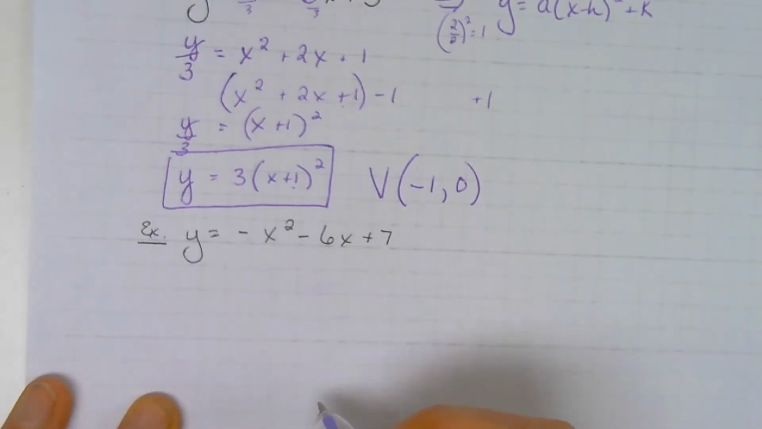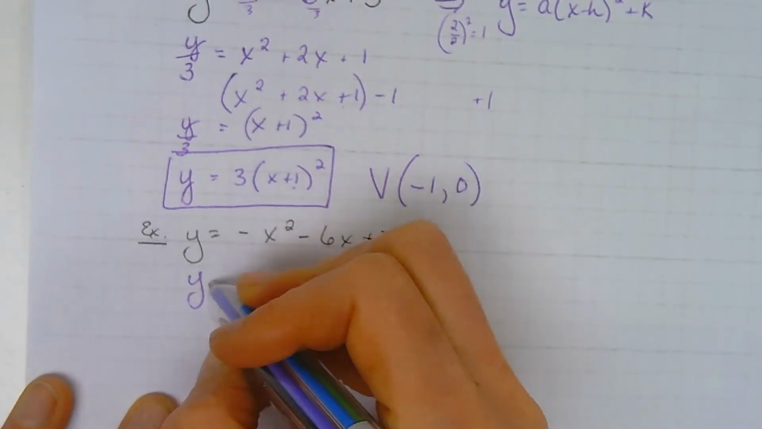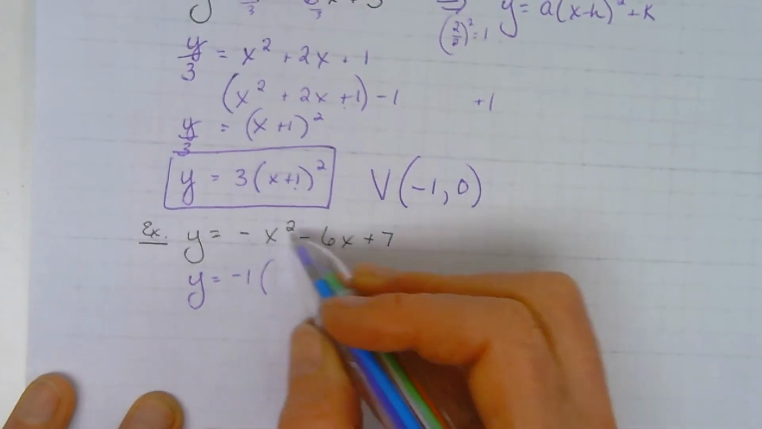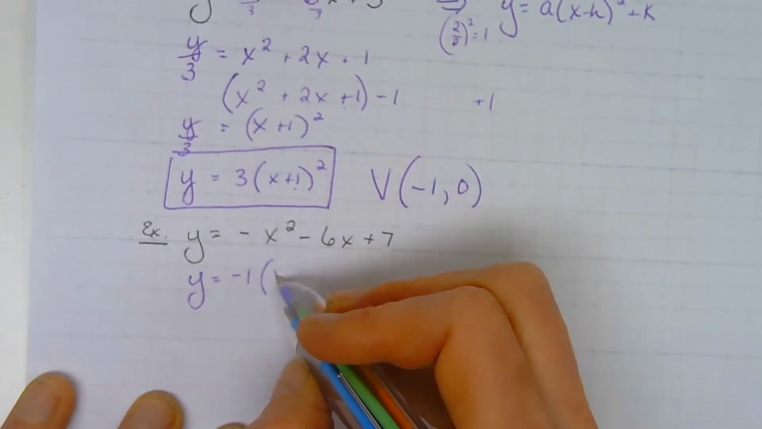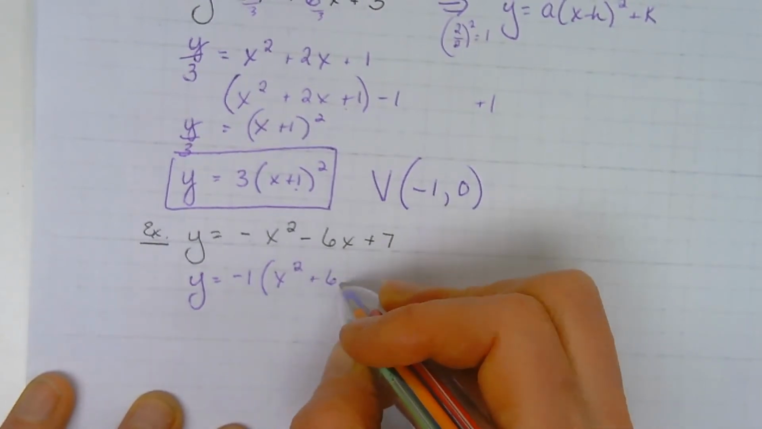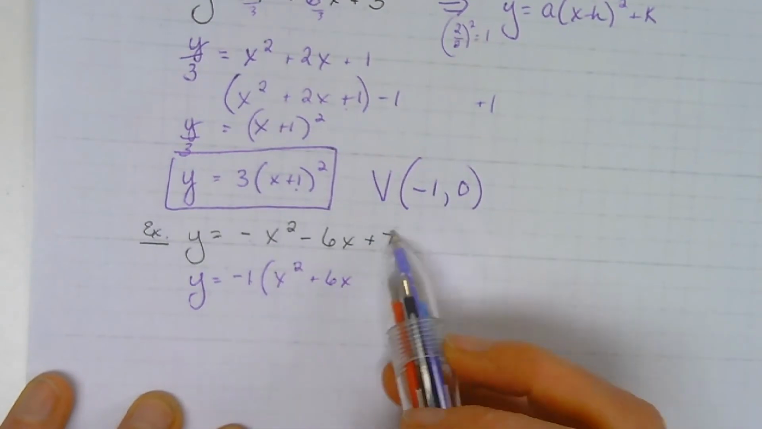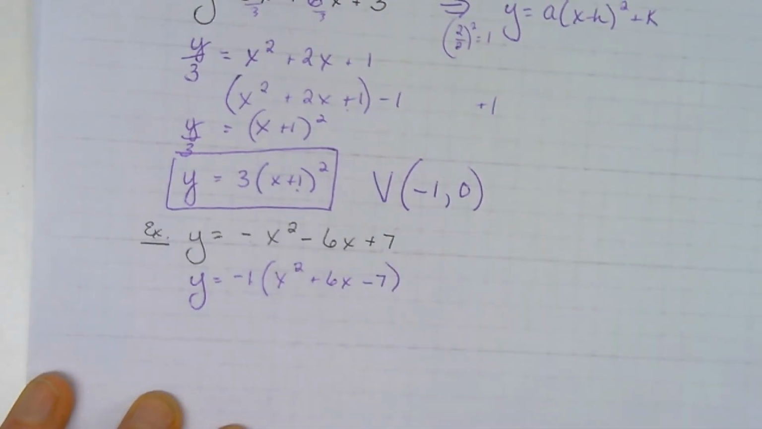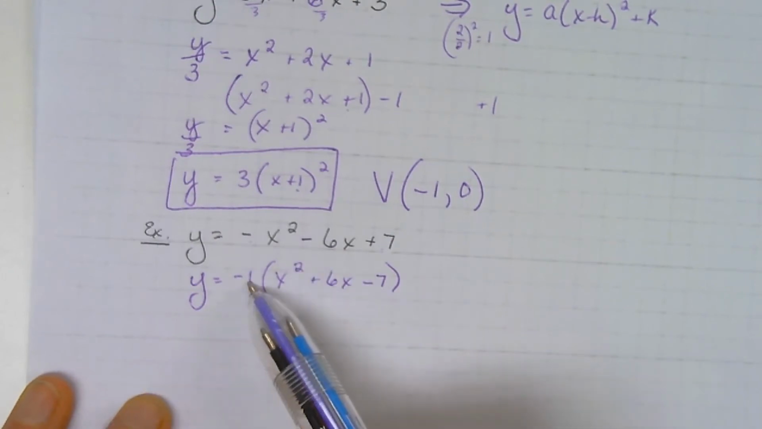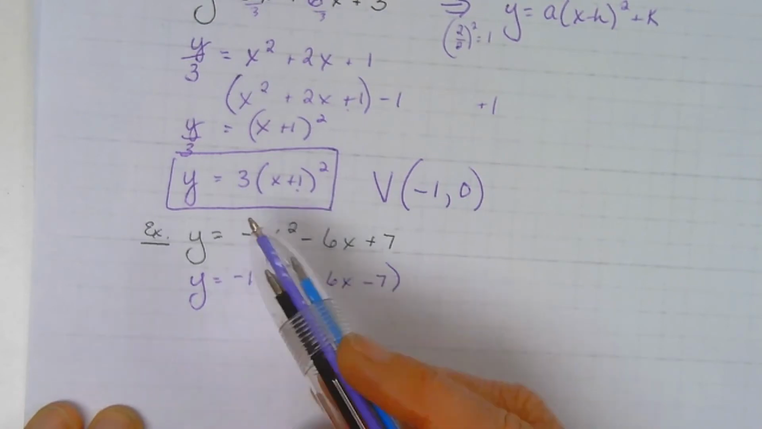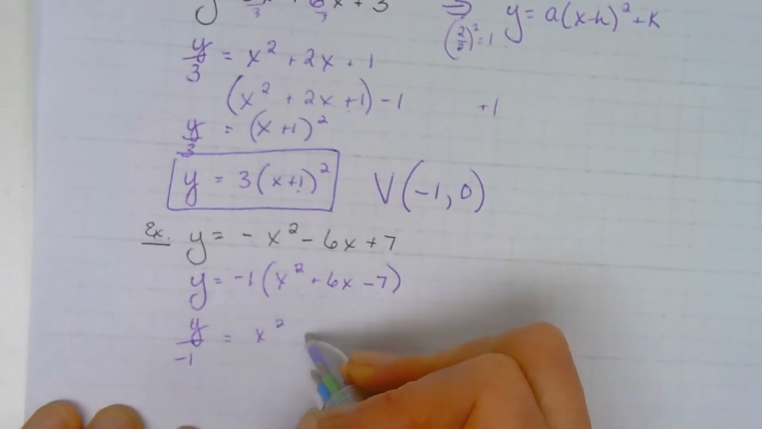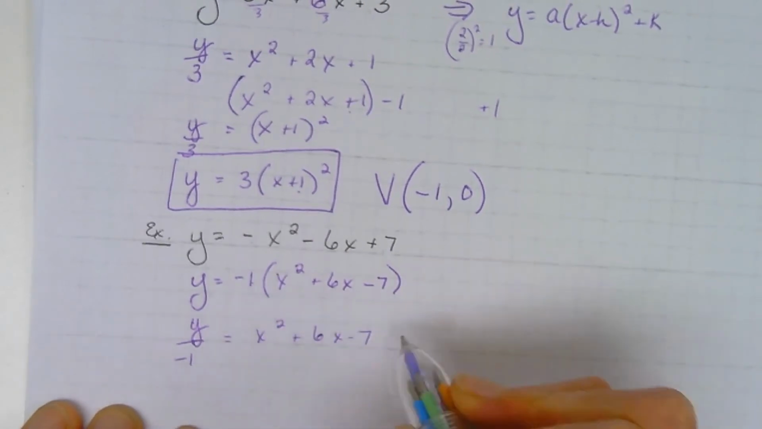I'm going to do it the long way to show you what it kind of looks like if you factor it out. So y equals, well, let's take negative 1 out from the first term, and that's going to be x squared now. And negative 1 from the second term, that's going to be plus 6x. And negative 1 from the last term is going to make this a minus 7. It's as if I divided everything by negative 1, because I kind of did. And then to get this negative 1 over here, I'll just divide by negative 1. So y over negative 1 equals x squared plus 6x minus 7.